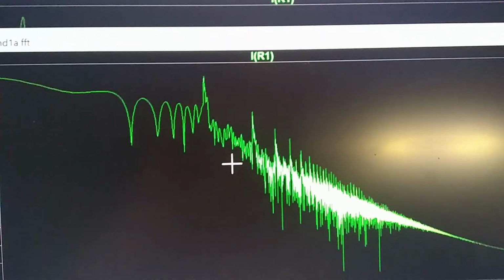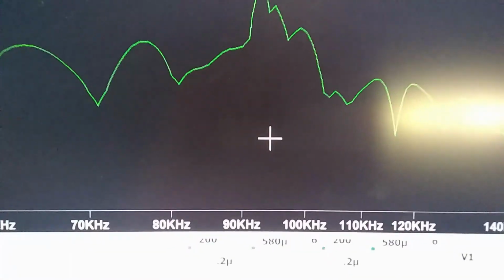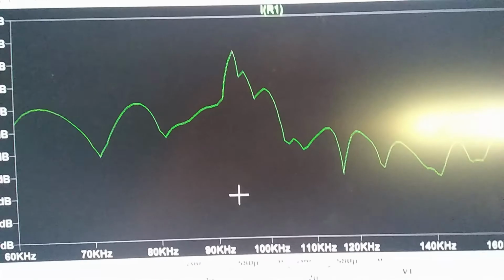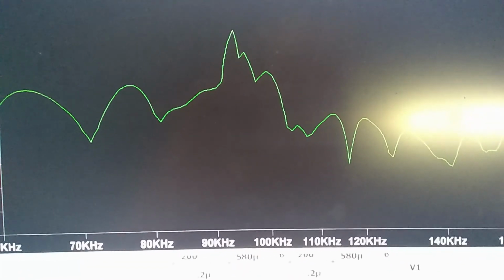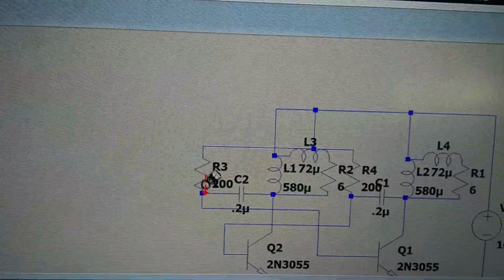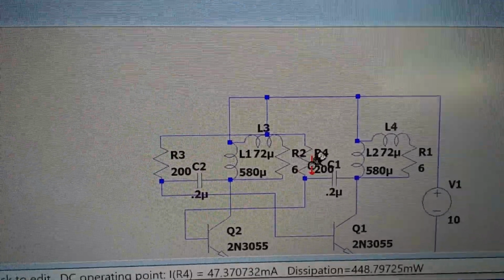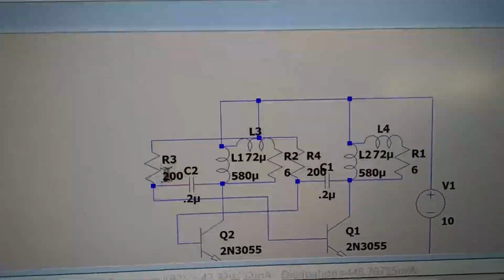And so there we go. Let's zoom in on the main peak here, which is around 100 kilohertz, which I think is pretty close to what I was getting when I was putting 200 ohms in there. So let me remember our tuning resistors here. So I had 200 ohms and I could add up to 10K here. Remember there's a dual tuning. You need to change both of these resistors to tune it.